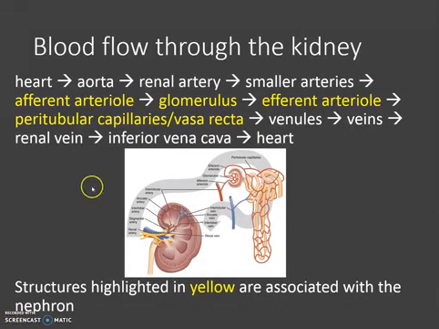So the key takeaway point from this slide is that you have a renal artery and a renal vein that deliver blood to the kidney and away from the kidney. And then these very, very small microscopic arterioles and capillaries are the ones that are directly involved in filtering blood and producing urine. So we're going to talk about the role of these different things when we talk about how the nephron works.